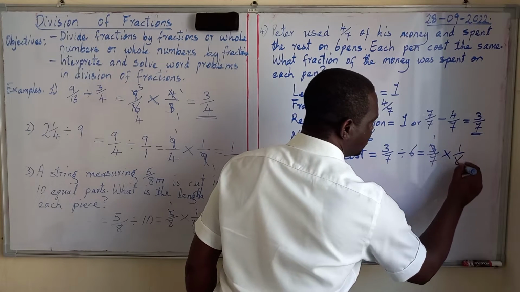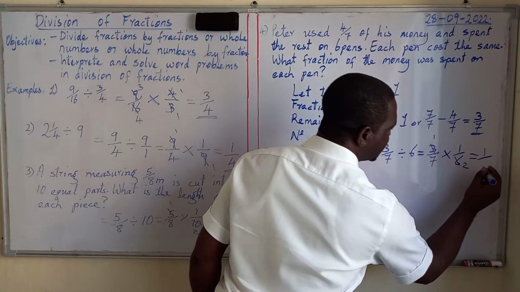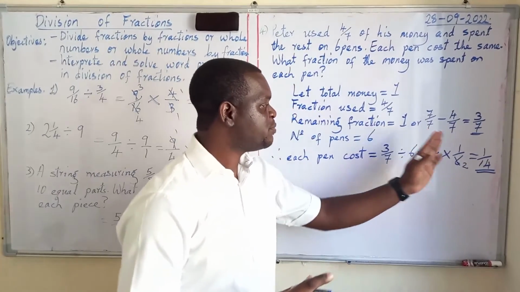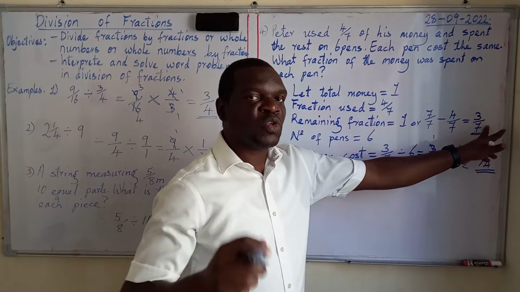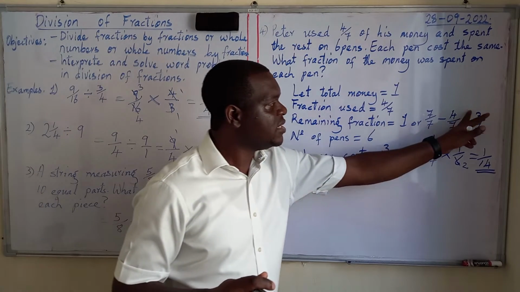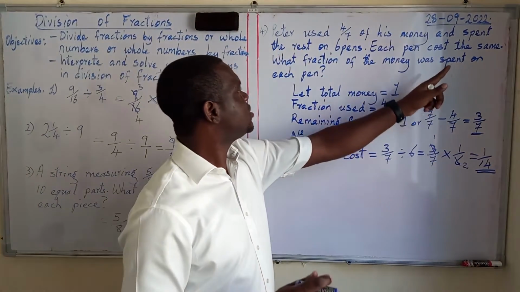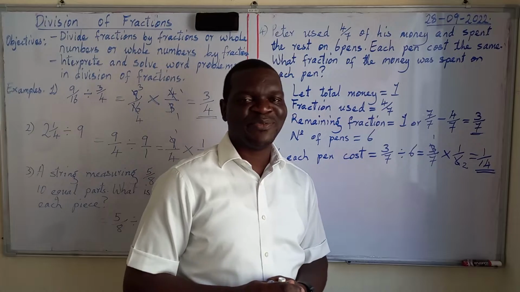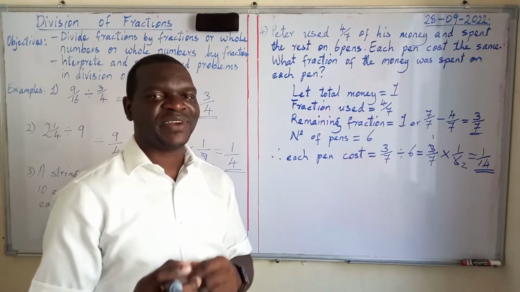3 here goes 1 time, and 3 into 6 goes 2 times, and our answer will be 1 times 1 is 1, and 7 times 2 is 14. This is the fraction, 1/14, that was spent on each of the pens, because we have simply calculated what was left, because they said he spent the rest on 6 pens. So that rest is 3/7, and 3/7 is divided equally, because each pen cost the same. So we divide 3/7 by the 6 pens, which gives us 1/14. That is how you can interpret and solve this as far as division of fractions is concerned.